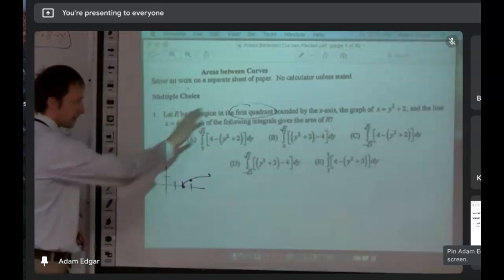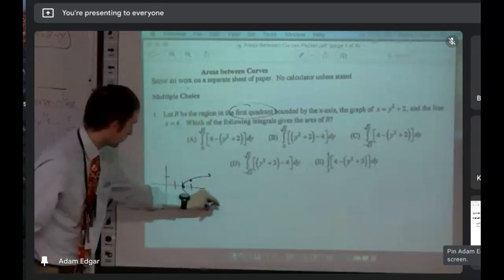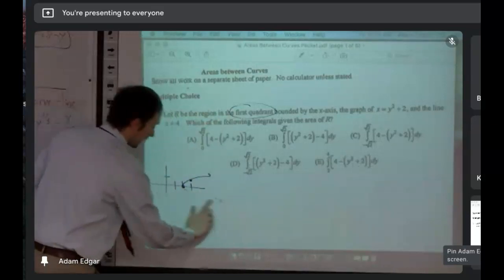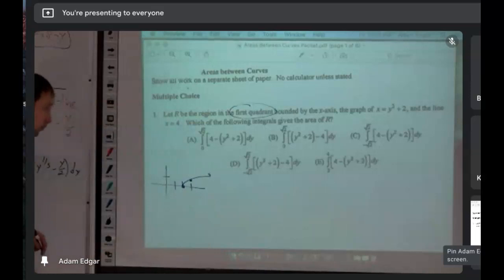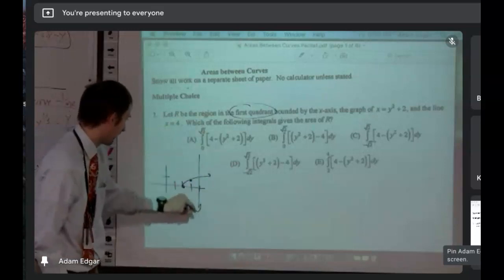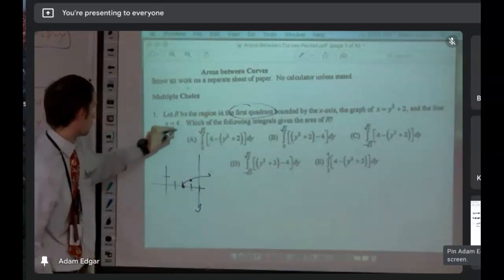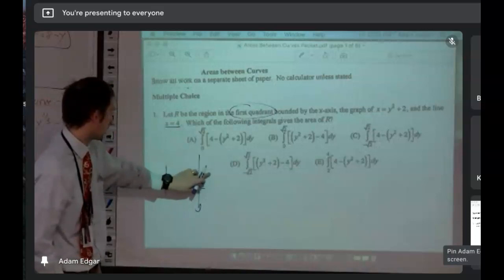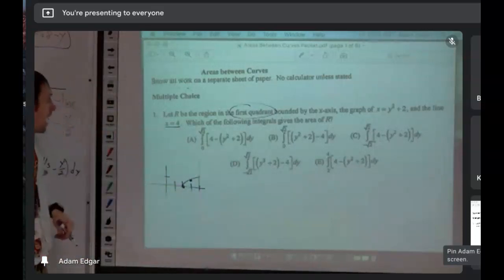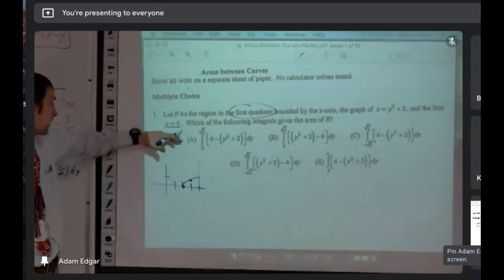That is a parabola. Normally the parabola would do one of these things, but we only care about the first quadrant, so erase that. And we're only taking this out until x equals 4. So x equals 4, cut that off, because that's the other line enclosing this region.